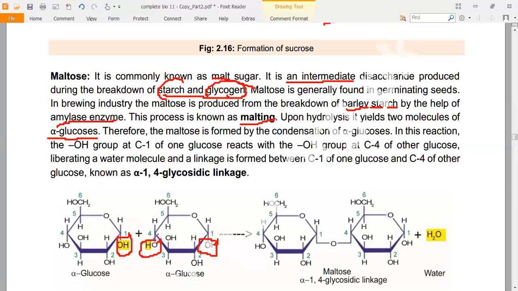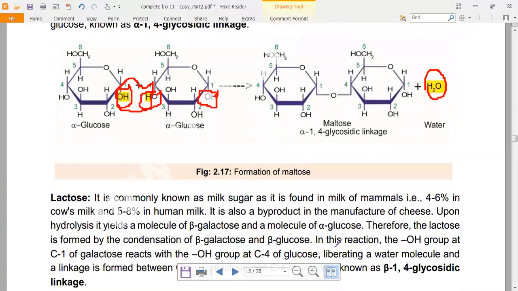The hydroxyl group from here is joined with hydrogen like this, and they form water in the process of condensation, and they form what linkage? 1,4 glycosidic linkage.